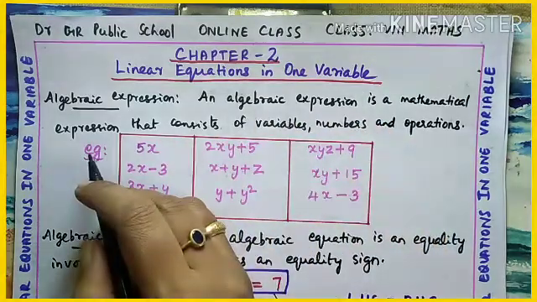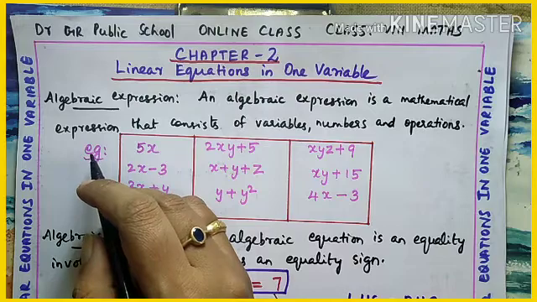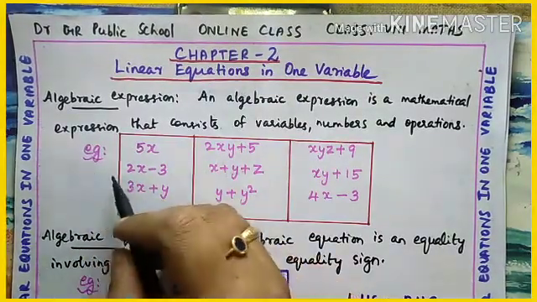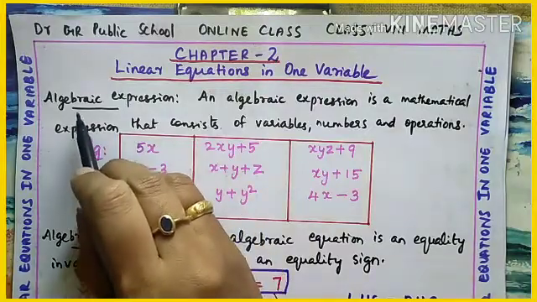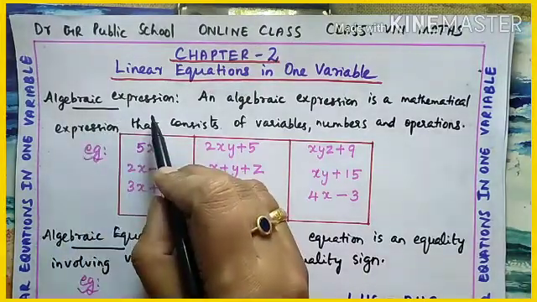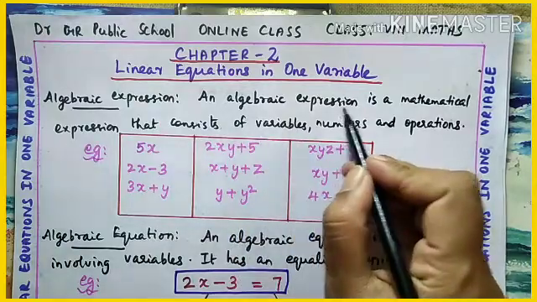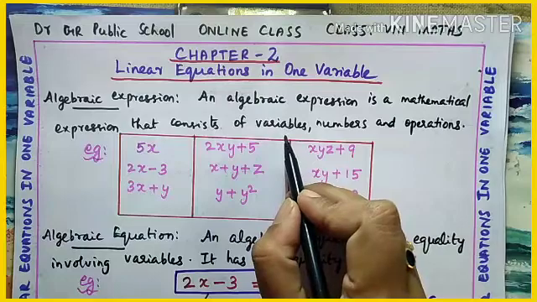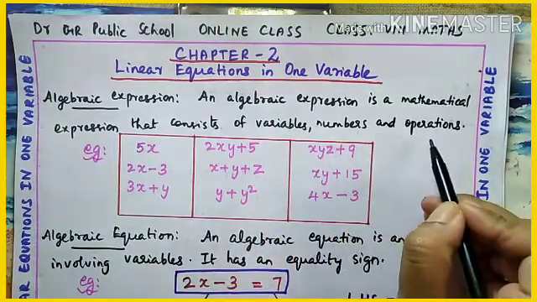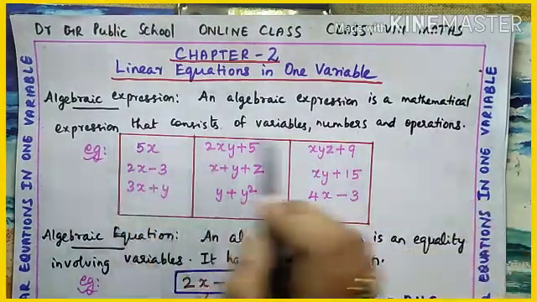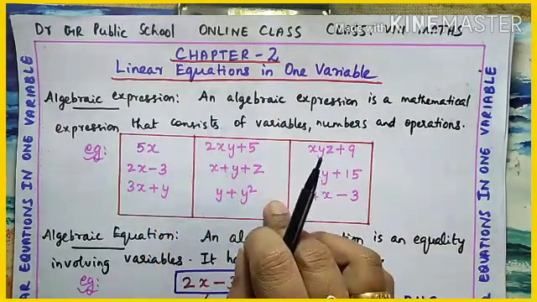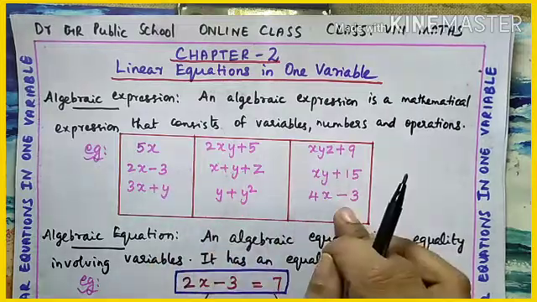So from the videos, I think you got an idea what you mean by algebraic expression and what you mean by algebraic equation. So let me tell you once again, all of you listen here. Algebraic expression. An algebraic expression is a mathematical expression that consists of variables, numbers and operations. Now listen here, I have drawn a column and written some linear expressions here, algebraic expressions.